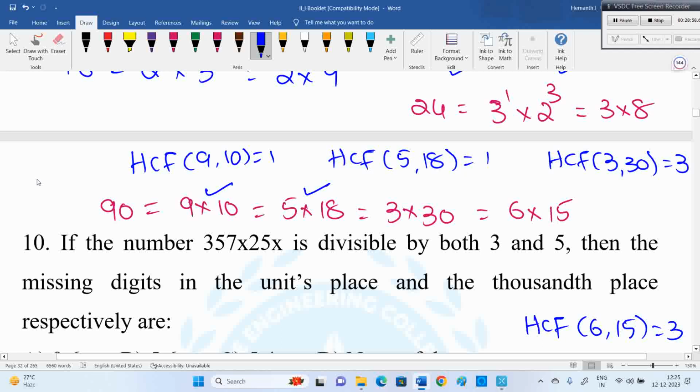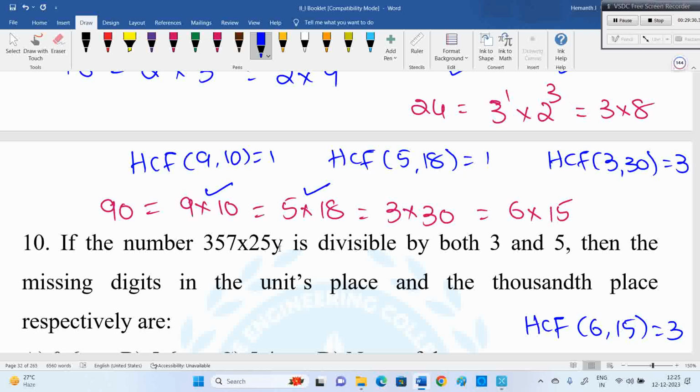If the number is divisible by both 3 and 5, then the missing digits in the units place and thousands place respectively are... So actually it's not that both are x. You put one as x, one as y, my dear. If both are x, you may think that both are the same number. One you put as x, one you put as y. y is the units place, x is in the thousands place.